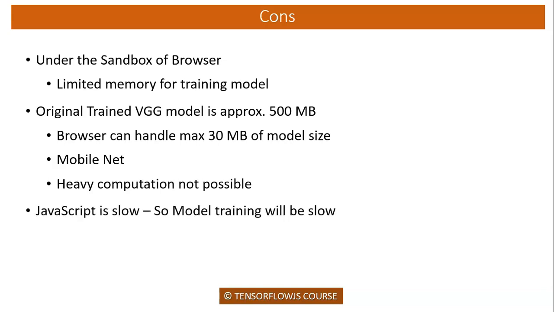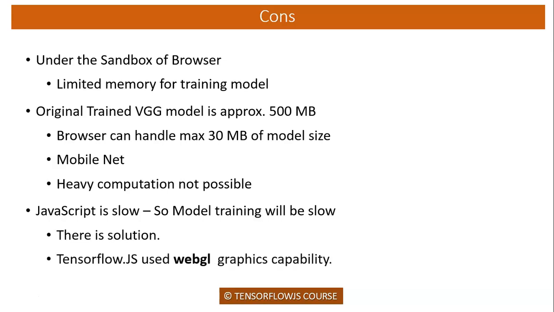We all know that JavaScript is slow, so model training will also be slow. But we have solutions available like WebGL. TensorFlow.js internally uses this WebGL graphics capability. So neural network related computations, like very heavy matrix manipulation and matrix operations, happen inside the inbuilt graphics processor available on your machine. Internally it uses WebGL graphics capability to do all those operations very fast.